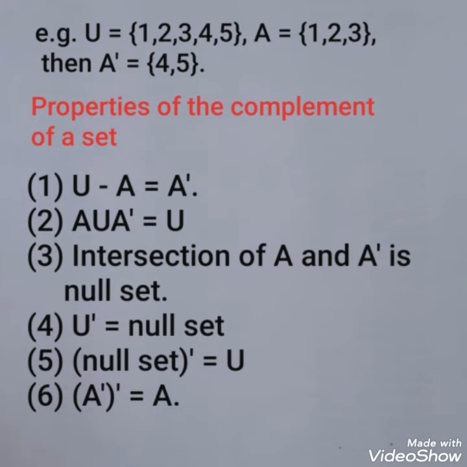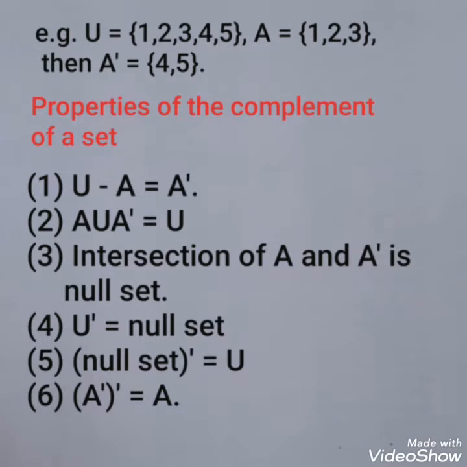Let us take an example. In the universal set the elements are 1, 2, 3, 4 and 5, and set A, which is a non-empty set, contains the elements 1, 2, 3. So elements 4 and 5 are present in the universal set U but not present in the given set A. So the complement of set A, A dash, contains the elements 4 and 5.